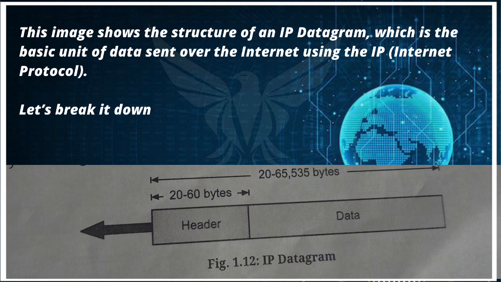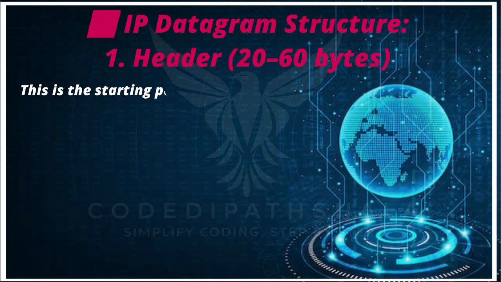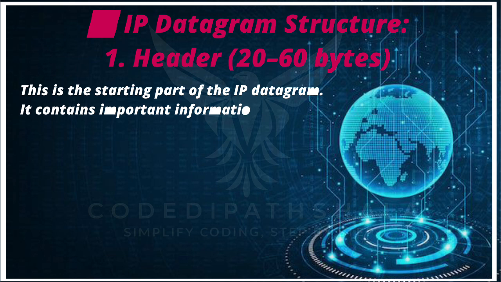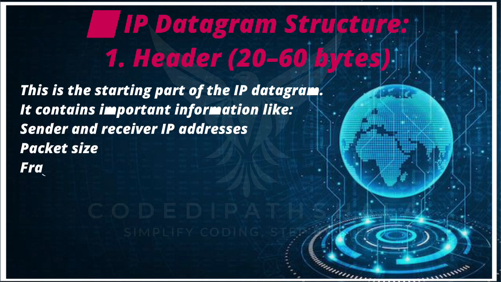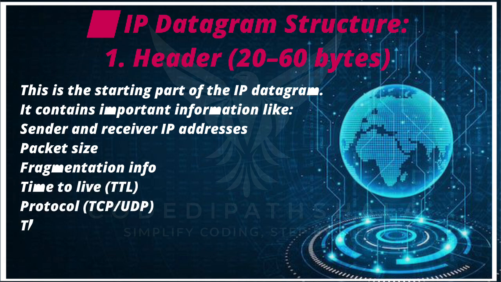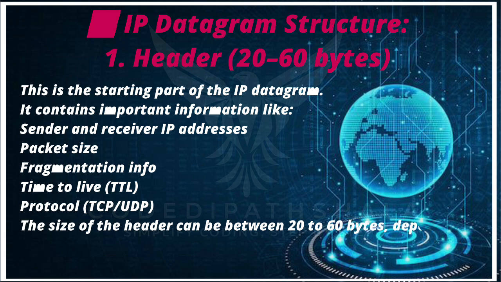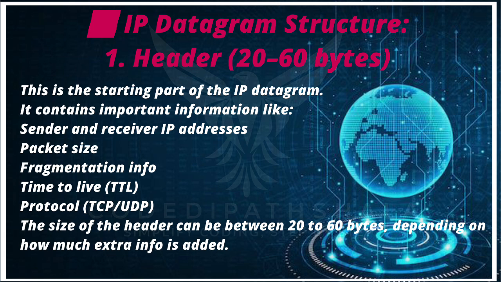Let's break it down. IP datagram structure. 1. Header, 20 to 60 bytes. This is the starting part of the IP datagram. It contains important information like sender and receiver IP addresses, packet size, fragmentation info, time to live (TTL), protocol (TCP, UDP). The size of the header can be between 20 to 60 bytes, depending on how much extra info is added.